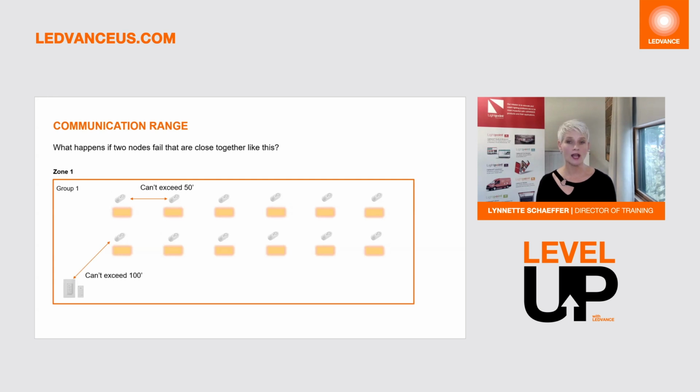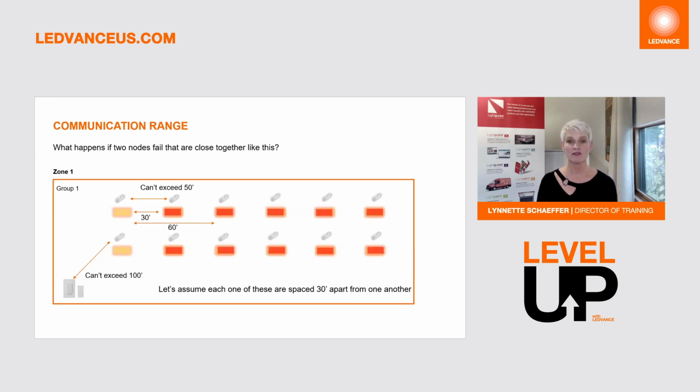So let's walk through a little scenario on how the system communicates. Remember, it does communicate via a Bluetooth low energy mesh. In this case, I have one wireless controller, I have one group, and I am assuming that these luminaires are 30 feet apart from one to the other. If these two luminaires go down and become inoperable, what happens to the rest of the system? If you said they will not turn on and work, that is exactly right, because you have exceeded the 50 feet that sensor is now from the next working node. So that is why it won't go any further. It can't exceed 50 feet, as the spec sheet says.